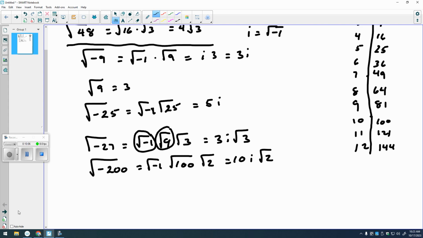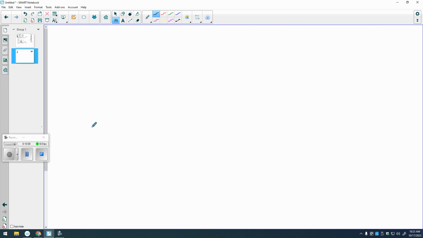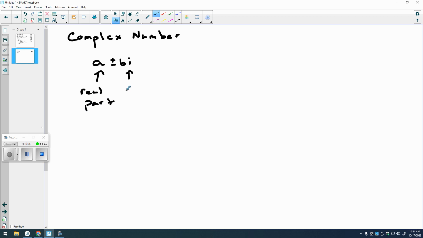All right, step 2. We're going to add and subtract complex numbers. So before we do that, let's define this thing called a complex number. A complex number has a real part and an imaginary part. It's technically written a plus or minus bi. a is my real part, and bi is my imaginary part.